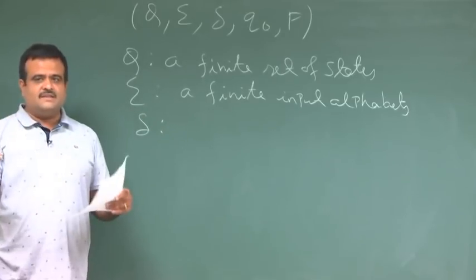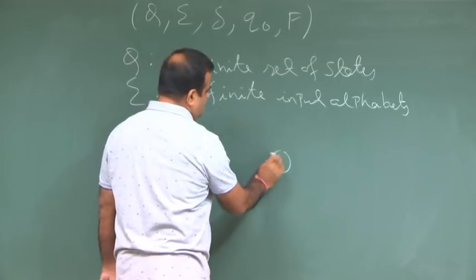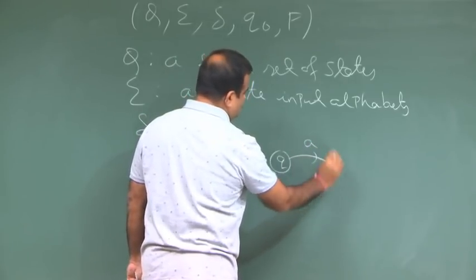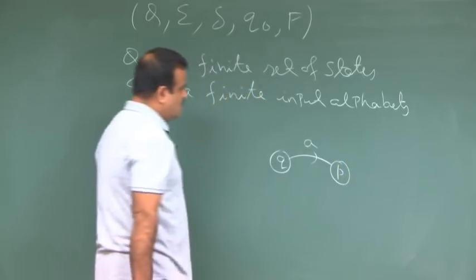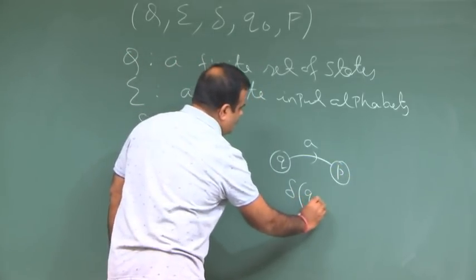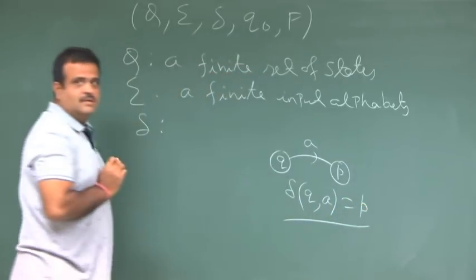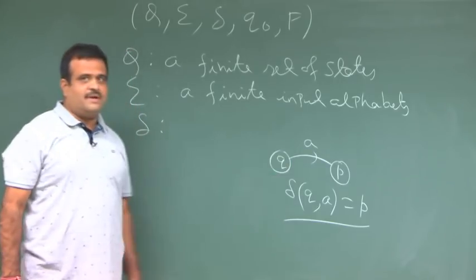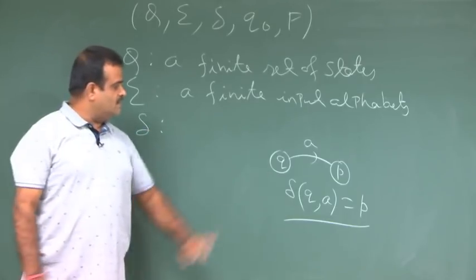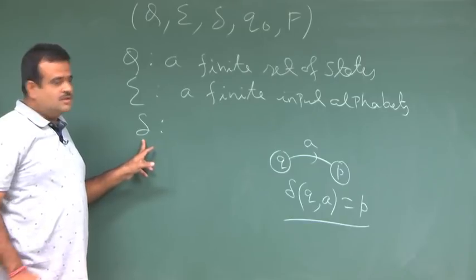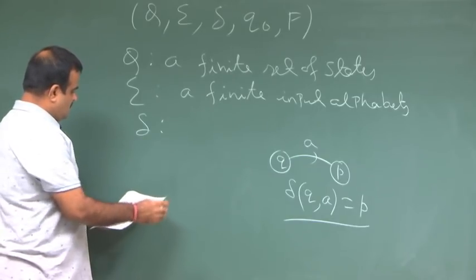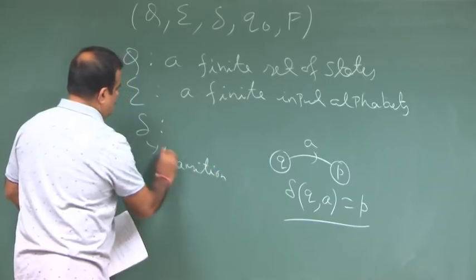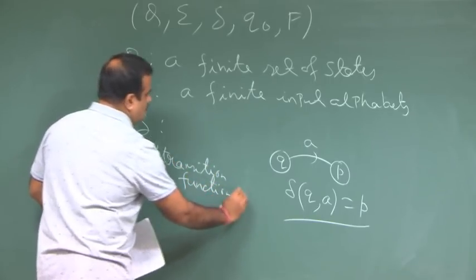So our system is at any state, suppose our system is here, some state say Q, and then it will take an input, say A, and it will go to another state P. So in other words we can write delta of Q, A is equal to P. This is the way. So we are at state Q and we take an input alphabet A and it will go to the new state P. So that is this rule. This is called the state transition rule. So this is the transition function or transition rules.